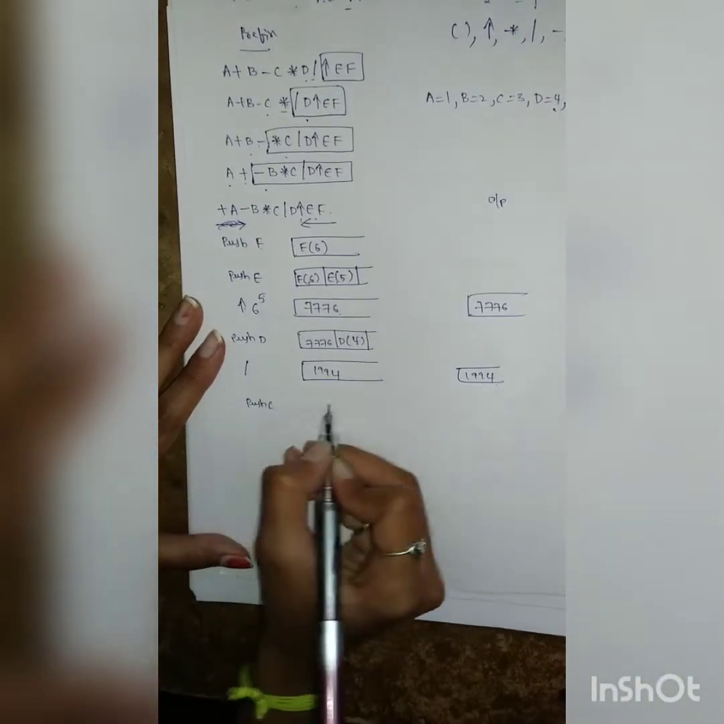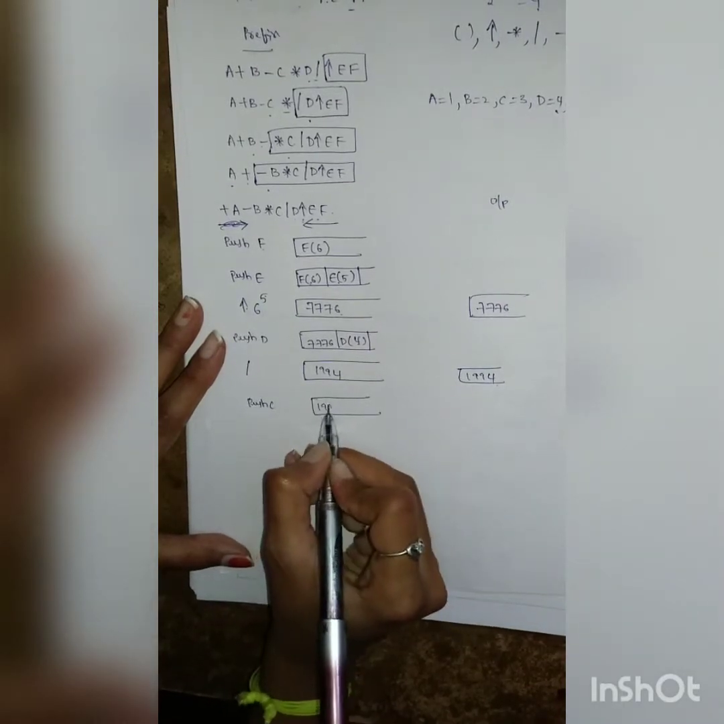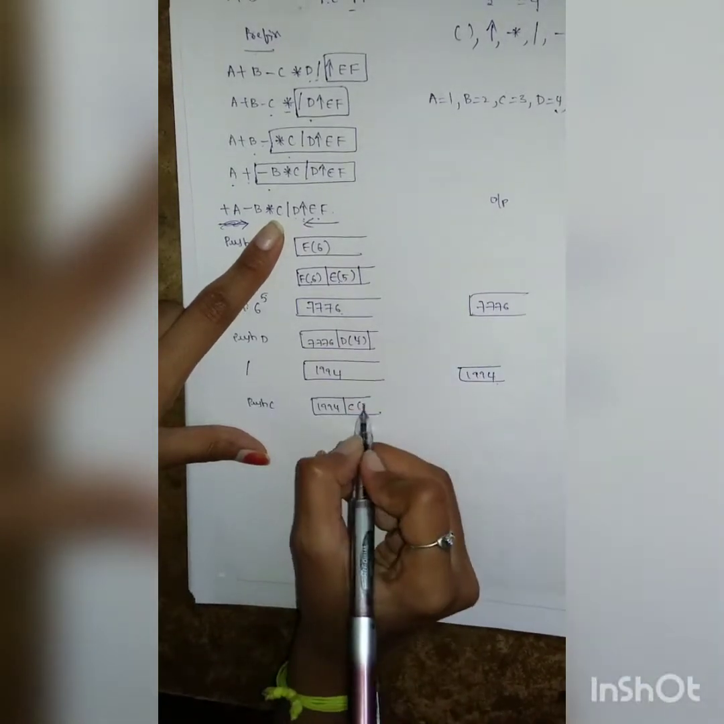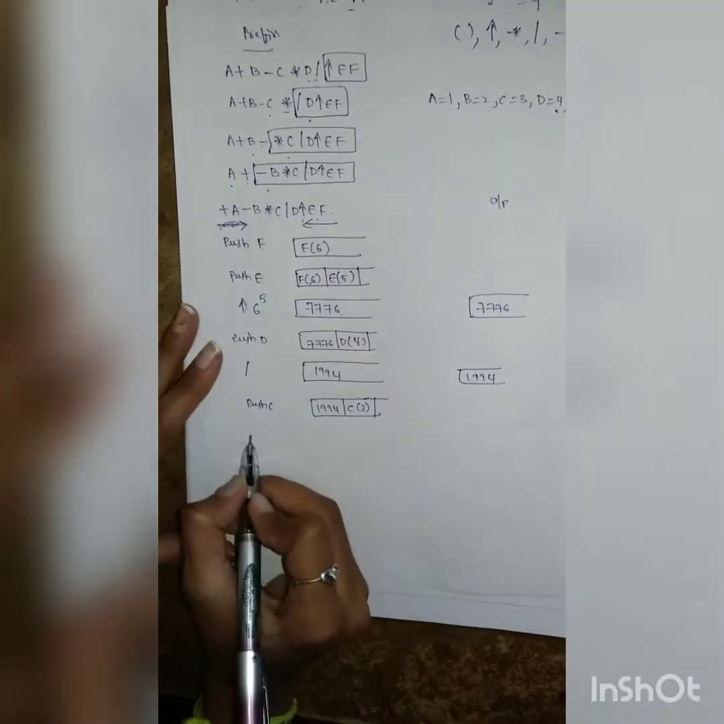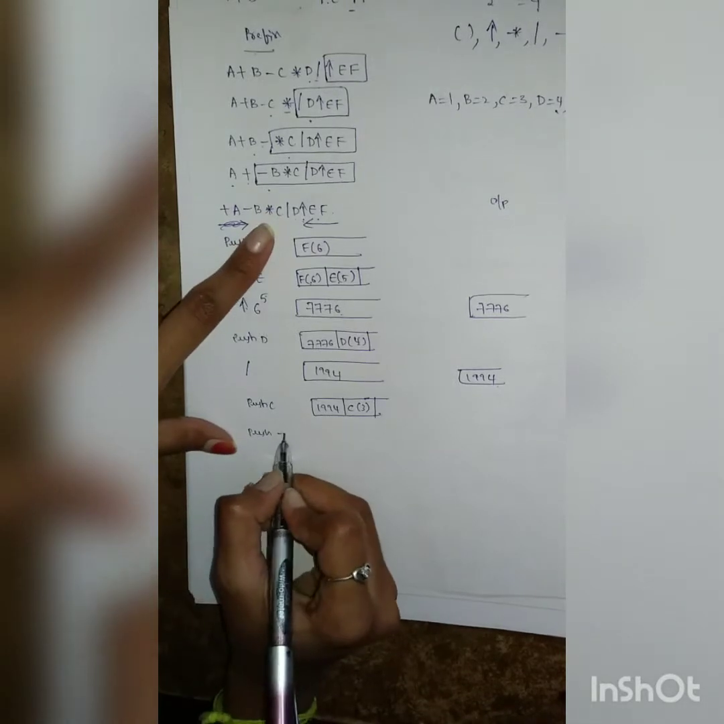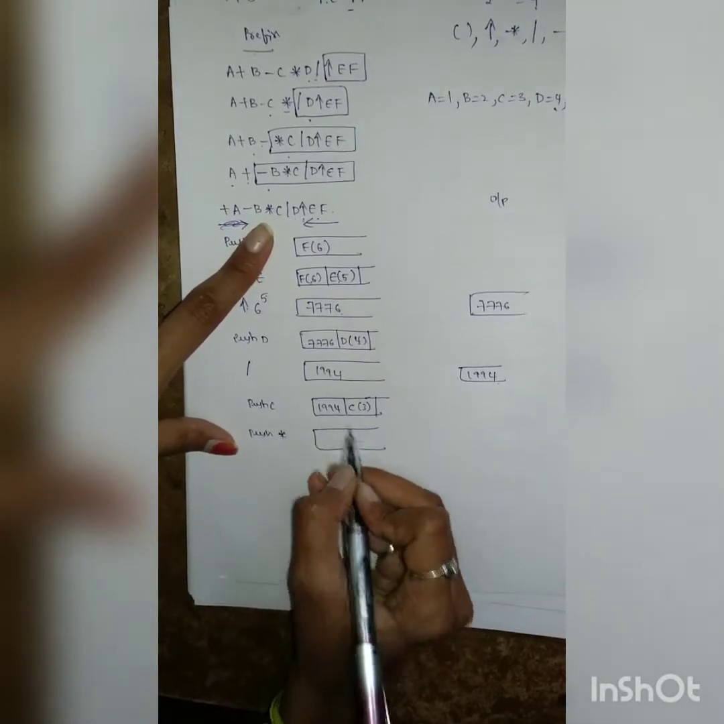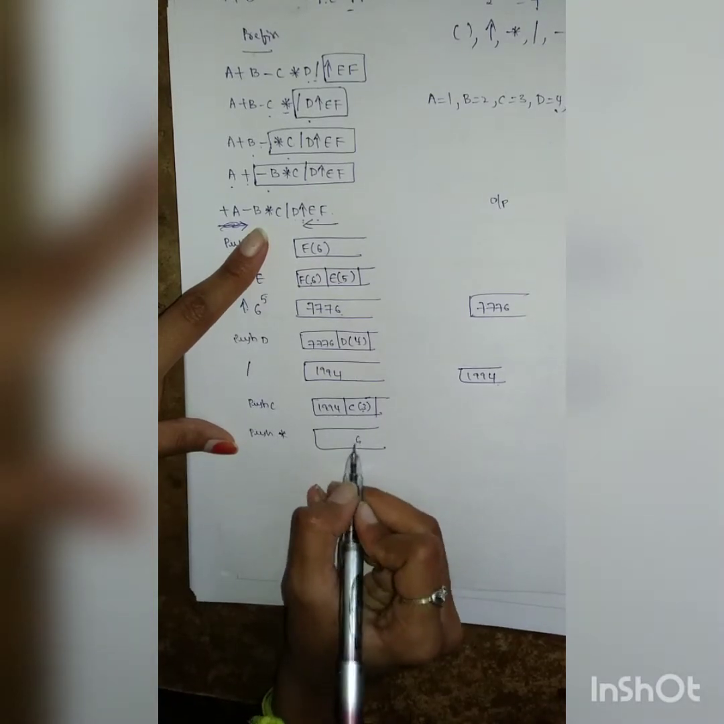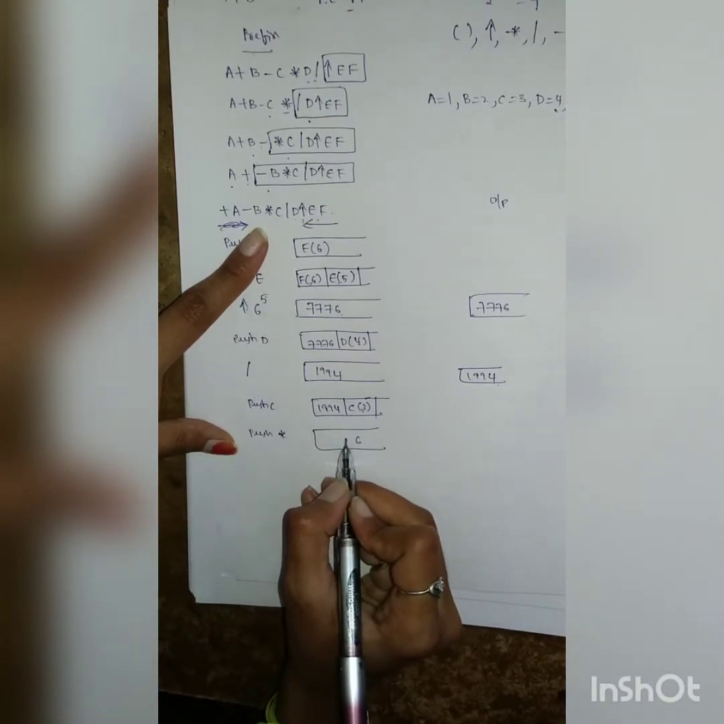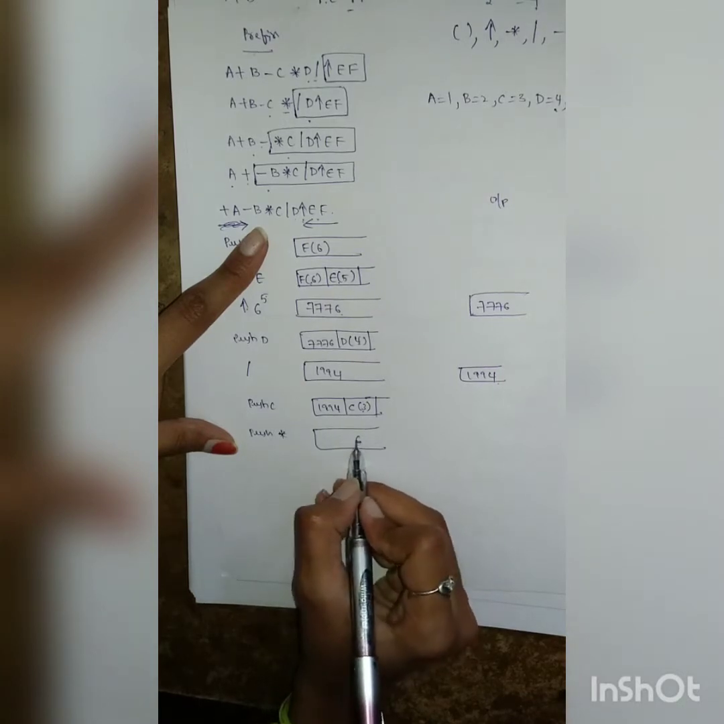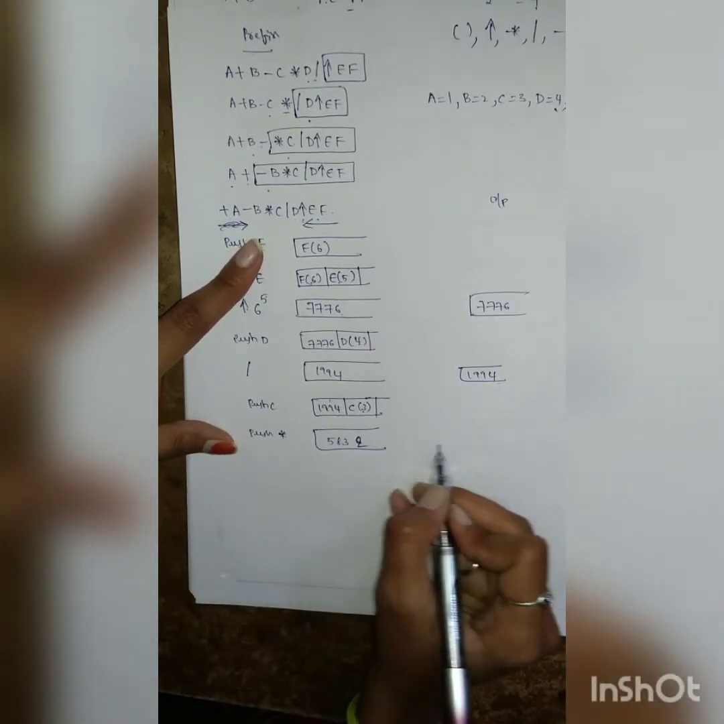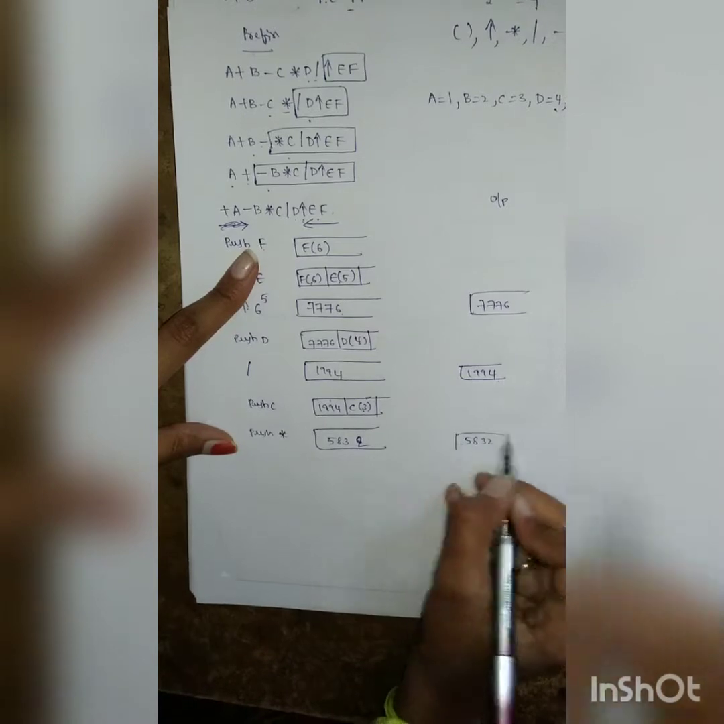So push C. C of 3. Now after that we have to push multiplication. It is 1994 into 3. Output is 5832.